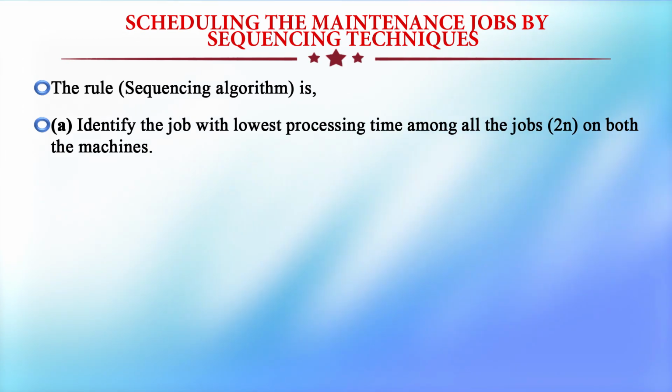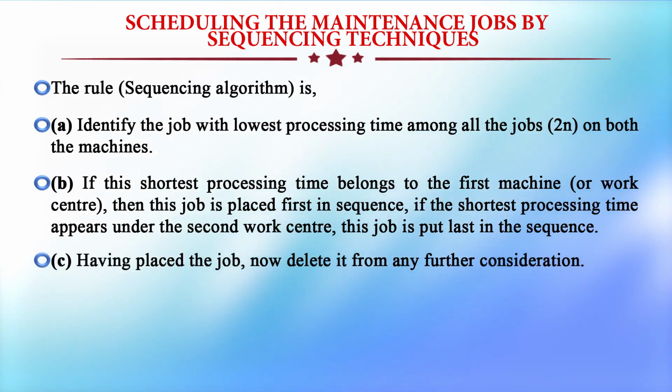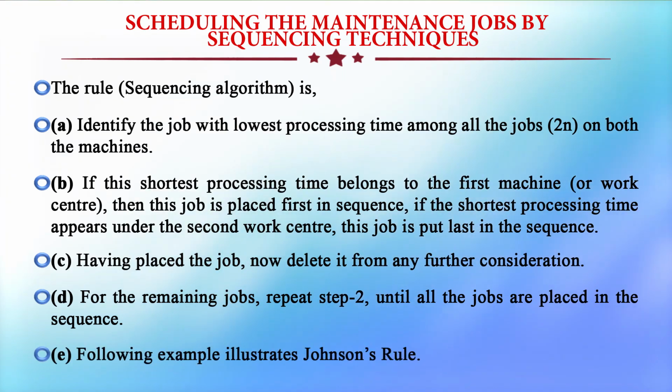The sequencing algorithm is: identify the job with the lowest processing time among all the jobs on both the machines. If this shortest processing time belongs to the first machine or work center, then this job is placed first in the sequence. If the shortest processing time appears under the second work center, this job is put last in the sequence. Having placed the job, delete it from any further consideration. For the remaining jobs, repeat step 2 until all the jobs are placed in the sequence. The following example illustrates Johnson's rule.